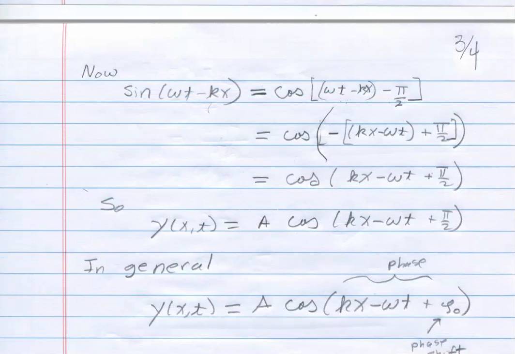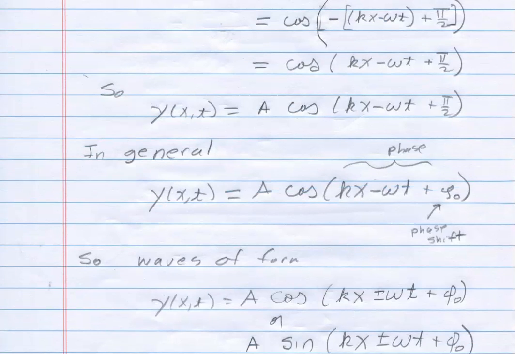So in general, that's a very specific example, but we can write the harmonic wave as an amplitude times the cosine of kx minus omega t plus some phase shift. I call it phi naught here. Sometimes it's delta. In this case, it's pi over 2. But in a general condition, the phase is this whole quantity here, and this piece is the phase shift. And that's for a right-going wave.